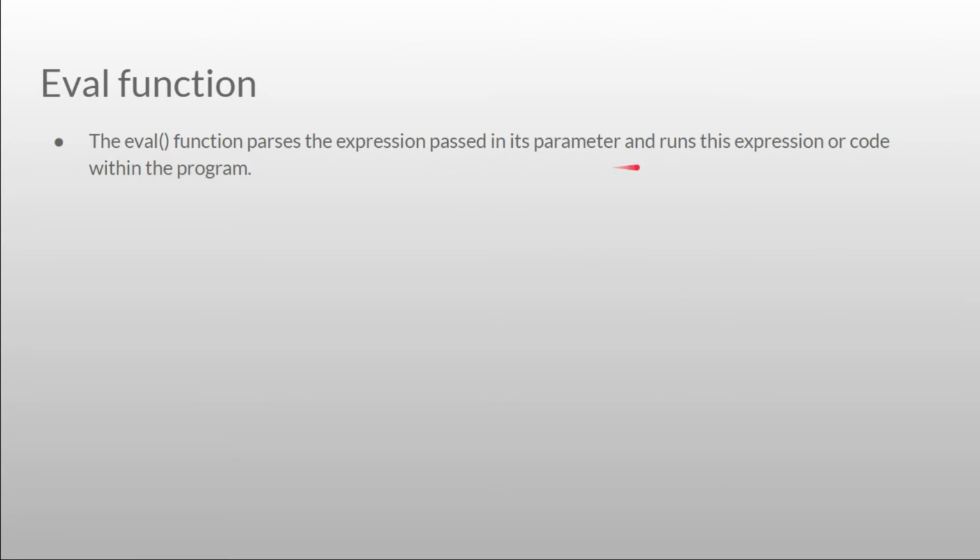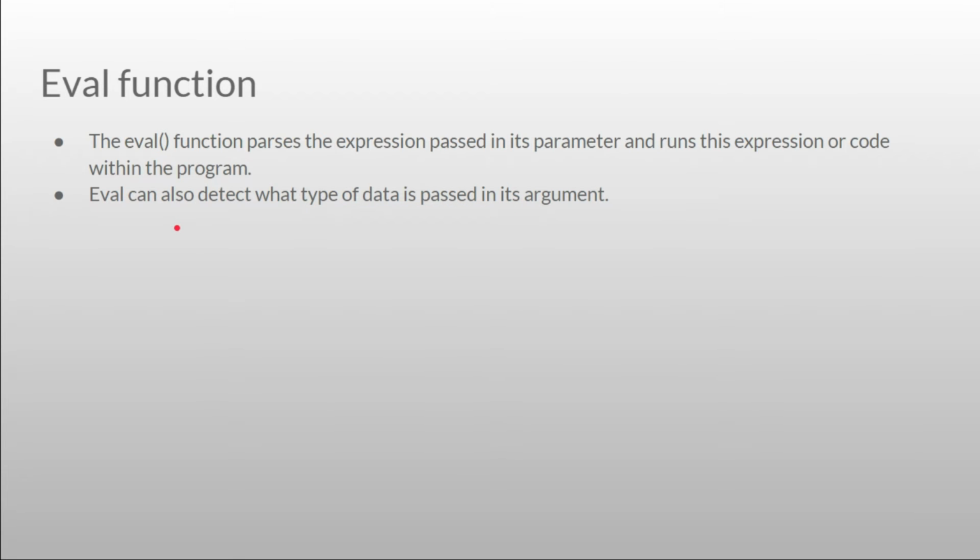Today we'll see the eval function. The eval function parses the expression passed in its parameter and runs this expression or code within the program. Eval can also detect what type of data is passed in its argument.